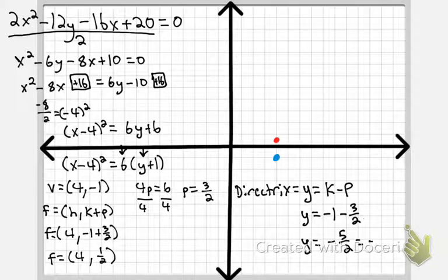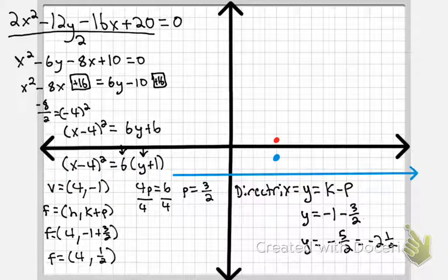Negative 2.5. So I have my line about right here. Nope. Golly, this area's really messed up. Going to start from there. Alright. Go ahead and draw my parabola.